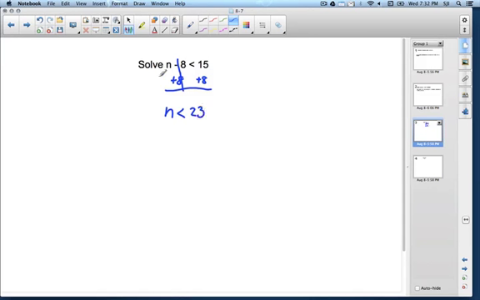So that means in order to make this inequality true, you can have any number as long as it is less than 23. So 22 would make this inequality true, 20 would make this inequality true, -4 would make this inequality true, but 23, or any number bigger than it, will not. And I applied the addition property of inequalities because I added the same number to both sides, and it remains a true inequality.